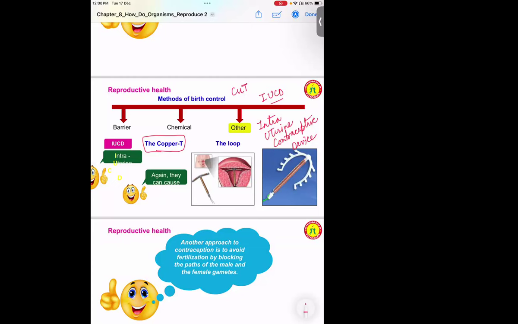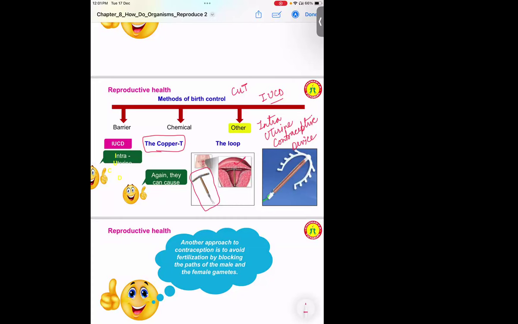So why do we call it a copper T? Because you can see in this picture, the shape is in the T form and it is made up of copper. That is why it is called a copper T. This copper T is actually inserted in the uterus of the female, as you can see in this picture, right? It has been inserted in the uterus.